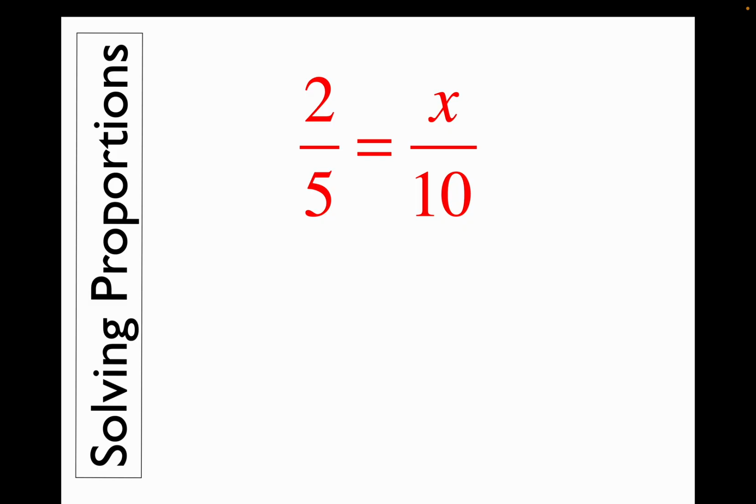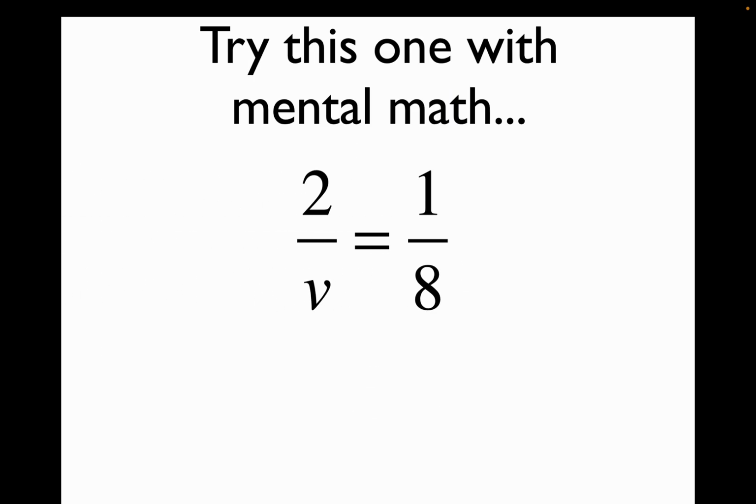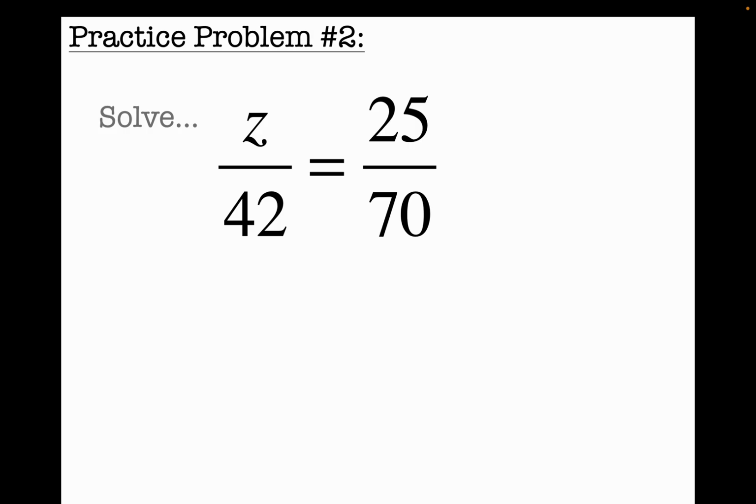Like if 2/5 is equal to something out of 10, we can use cross products to set up an equation, because 5 times x must equal 10 times 2, and then we have an equation that we can solve and get a solution. Sometimes you can do it with mental math. Oh, like v must equal 16. Sometimes it's a little bit more challenging, and you probably need to do it step by step in writing with a calculator. So take a moment and see if you can figure this one out.